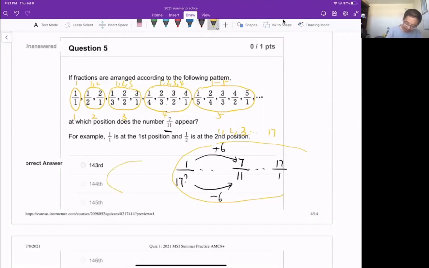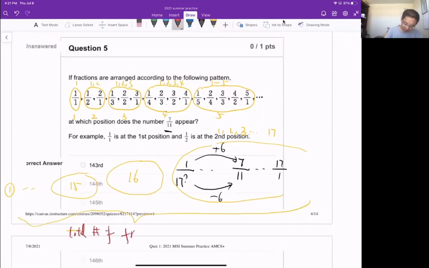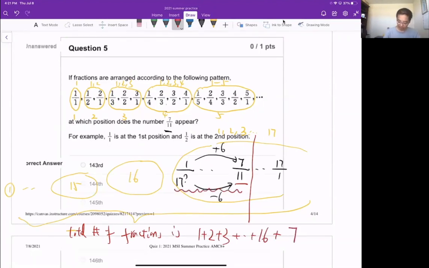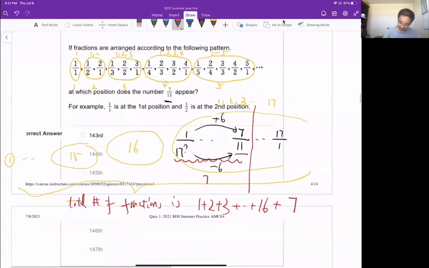Now before it, of course, is the 16th section, and this is the 15th section, and all the way to the 4th section. Now we get the total number of fractions up to here, right? So this is the one we're looking for, which is 1 plus 2 plus 3 and all the way plus 16, and then plus from here to 7, which is plus 7, right? So that's the last one. We have 7 here. Okay, so let's calculate this.